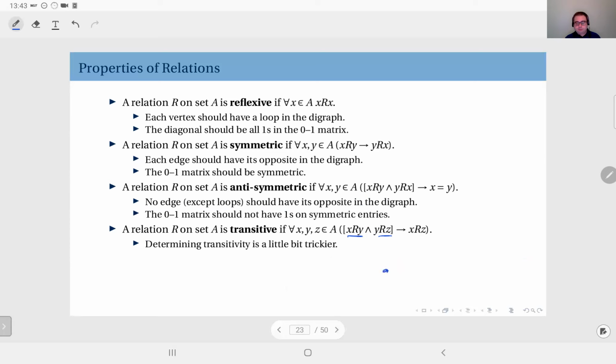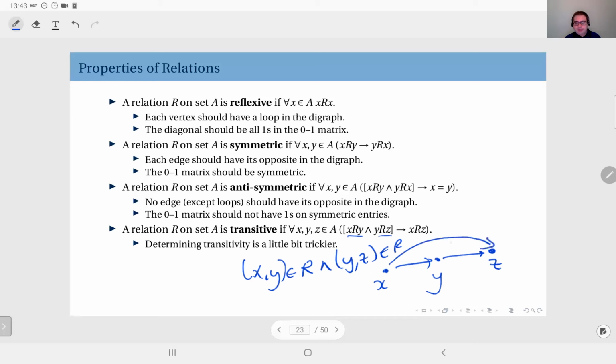Now, for instance, (x, y) is related. This means (x, y) is in R and (y, z) is in R. This means you have z here. In this case, if you have them both, then for a transitive relation, you should have (x, z) also. Okay, if you do not have it, it's not transitive.